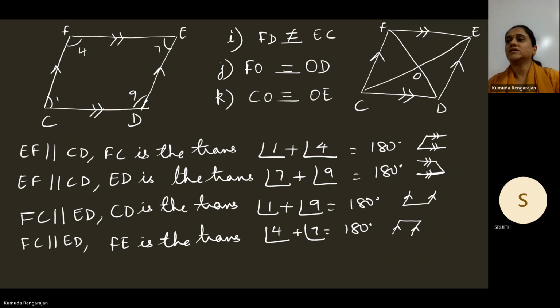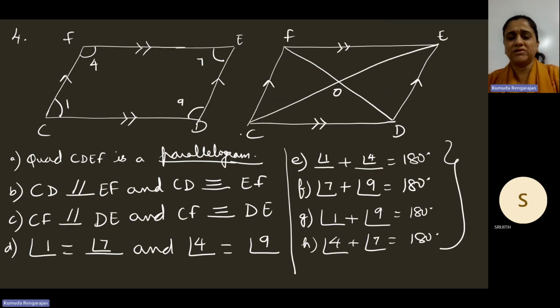That's how you say. When I say in words, you should not say FO is equal to OD. When we write these results, FO is equal to OD and CO is equal to OE, how do you get these results? What is that property of a parallelogram which tells you these results? The diagonals of a parallelogram are unequal, but they bisect each other. They bisect each other, which means FO is equal to OD and CO is equal to OE.